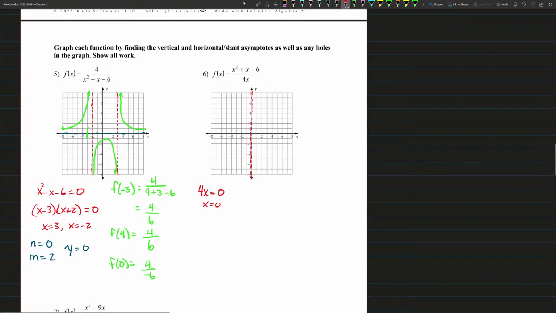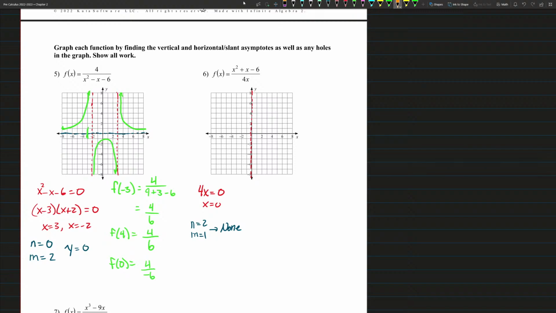Horizontal. n is equal to 2, m is equal to 1. Therefore, there's no horizontal, but there is a slant. Okay, so I'll do that in orange.